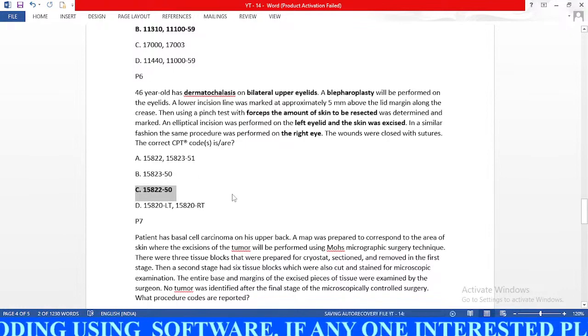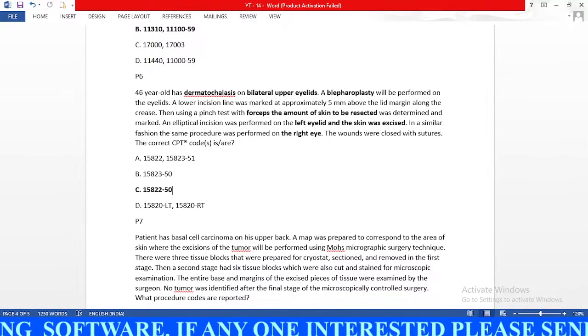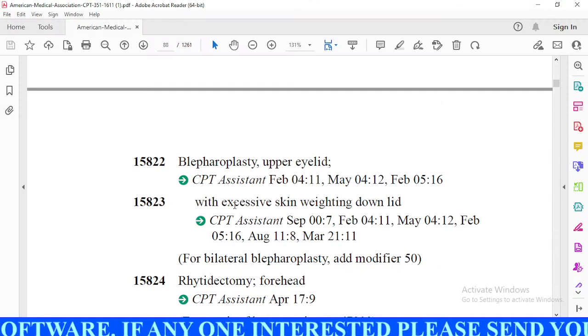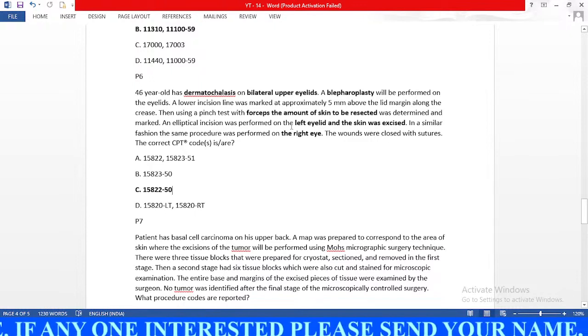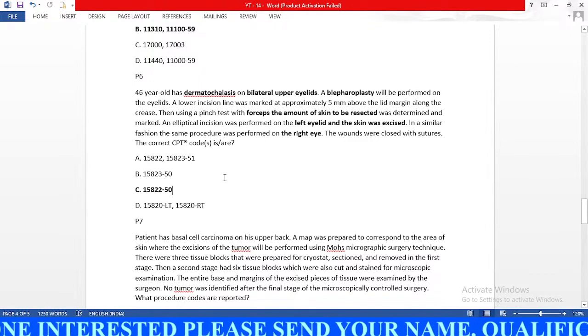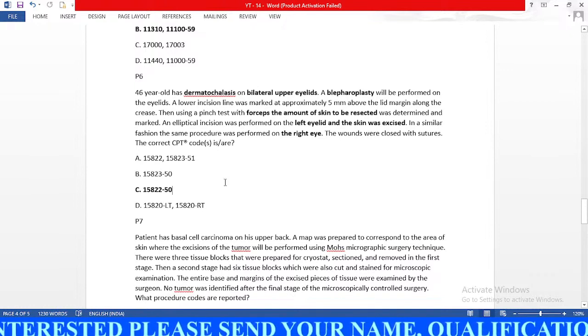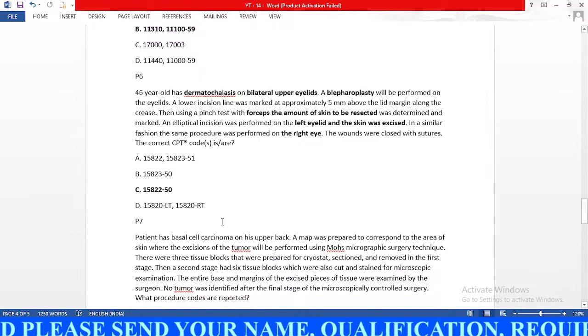As the documentation did not contain excessive skin for 15823, we can't use it. If the documentation contained excessive skin, we could code 15823. But the documentation does not say the patient has excessive skin. So we need to code 15822 with the 50 modifier.